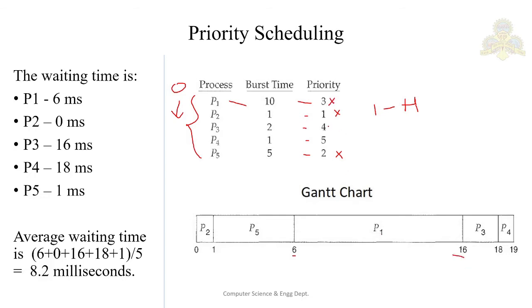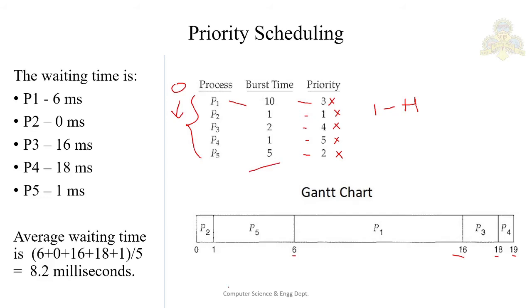This is done. Now you have 4 and 5 priority. So 4 is smallest, right? Represent P3, which requires 2 milliseconds. So 16 plus 2 is 18. This is done. And the last process is P4. Represent it, and it needs only 1 millisecond, right? 18 plus 1 is 19. Fine. This is also done. You can cross verify whether the burst time calculation is giving 19 milliseconds or not.